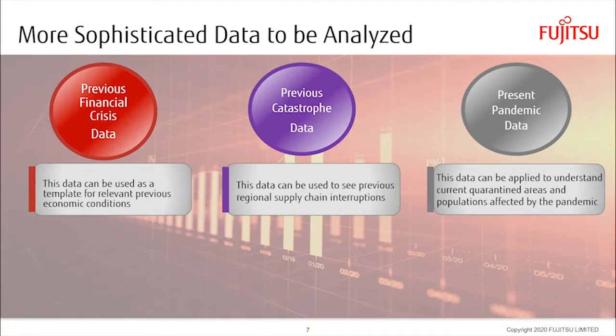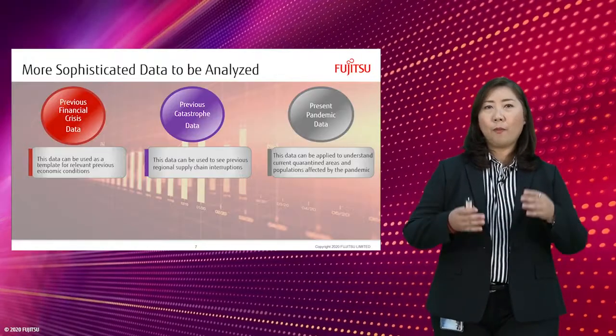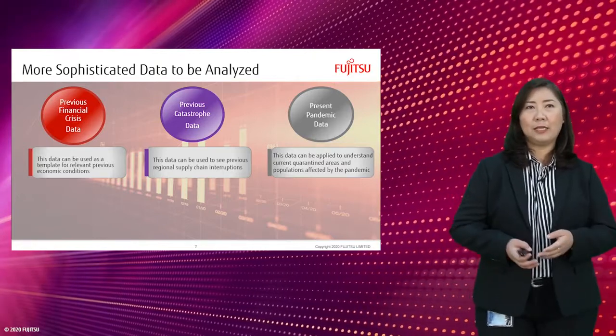And the last one, the gray circle on the right-hand side. The present pandemic data helps you understand the current quarantine areas and the population affected by the pandemic. And you can study this data and apply it to your business as well.